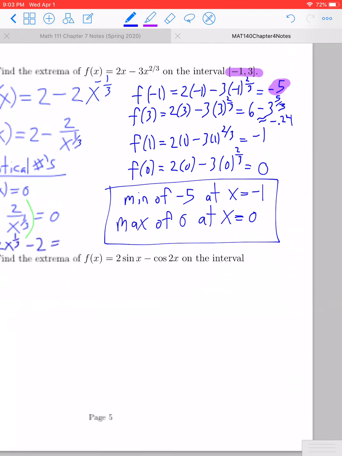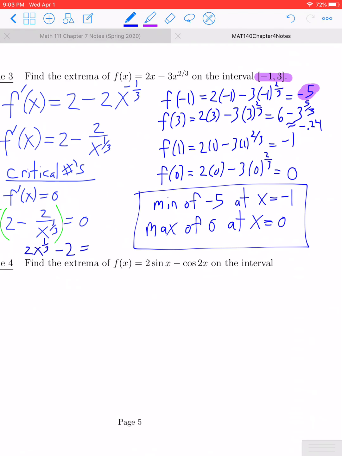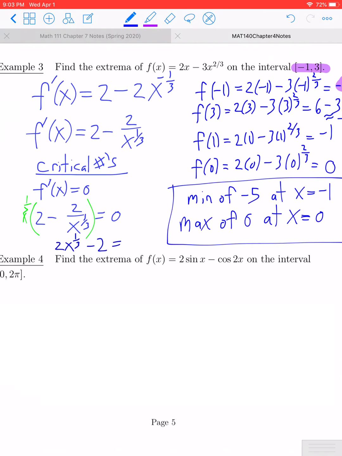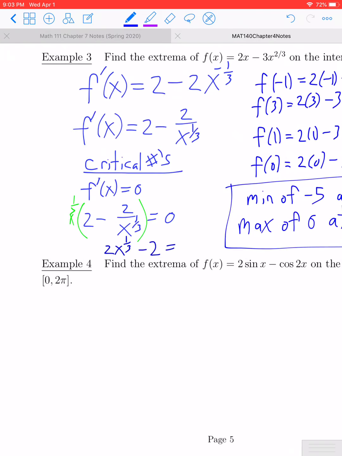Let's take a look at one more. Same thing, in example 4, we want to find the extrema of the function f of x equals 2 sine x minus cosine 2x, and we're going to look at this on the interval 0 to 2 pi.